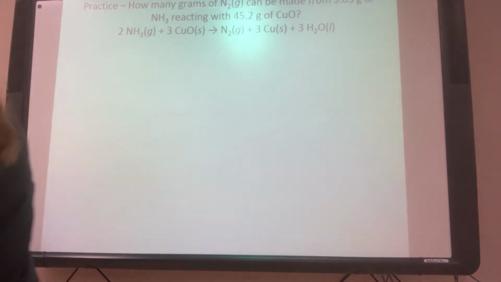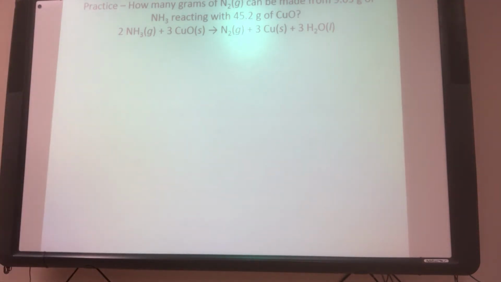So let's do another problem. How many grams of N2 can be made from 9.05 grams of NH3 reacting with 45.2 grams of CuO? And I have the equation. All right, so what am I looking for? I want the grams of N2.